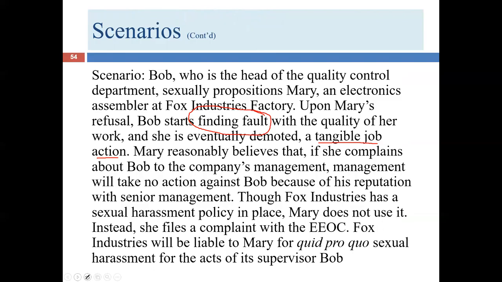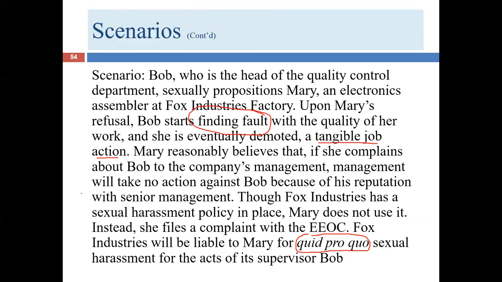The Fox Industries has a sexual harassment policy in place. Mary doesn't use it. Again, because it's a quid pro quo situation, Fox Industries can't rely upon the sexual harassment policy. Now, even in a quid pro quo situation, Fox Industries is still going to be benefited by having the policy, because certainly things like punitive damages are going to be less likely if Fox Industries has an effective sexual harassment policy, an effective complaint policy. And so even in a quid pro quo case, that policy, that Faragher-Ellerth defense, can still at least reduce some damages.